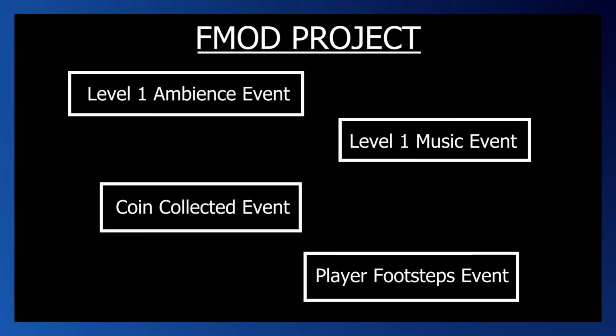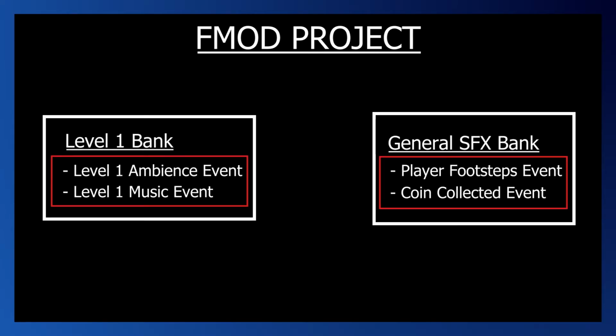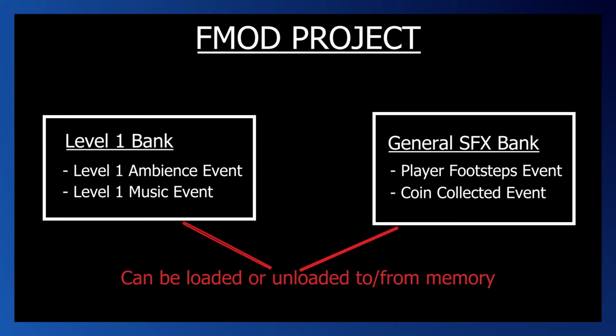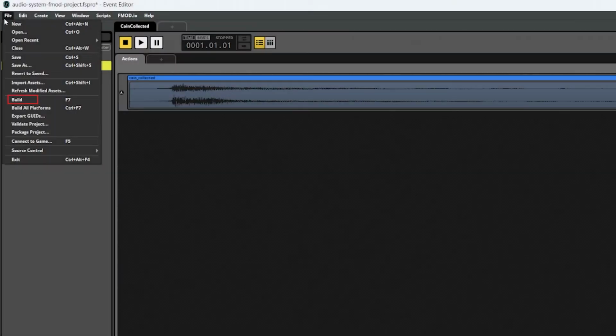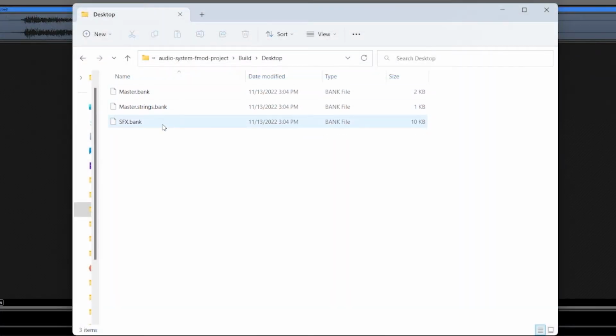And next, after we have some events that we want to use in our game, we can assign those events to what's called a bank. You can think of a bank as just a collection of events of some similar type, although it is important to note that a bank also gives us control over which events are loaded into memory at any given time for the game. And once events are added to different banks, you can build the FMOD project, which compiles those banks down into files, which is what Unity will actually interact with to play events, change parameters, and so on.